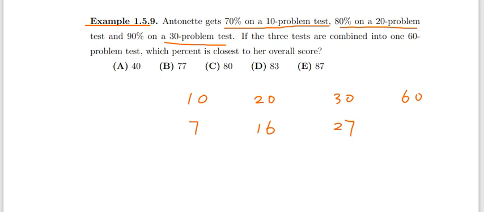And 50. So totally 50, right? Okay, so what is the question? The overall score is just 50 over 60. So maybe multiply by 100. So this is his score. Okay, so we can find which one is close.